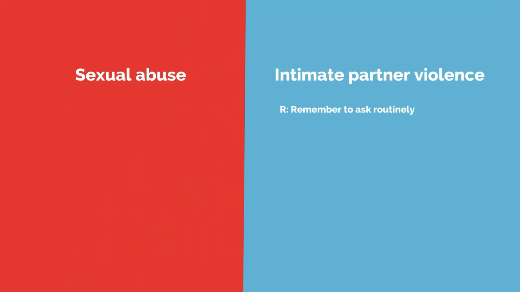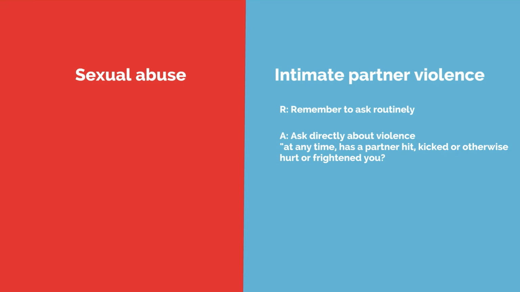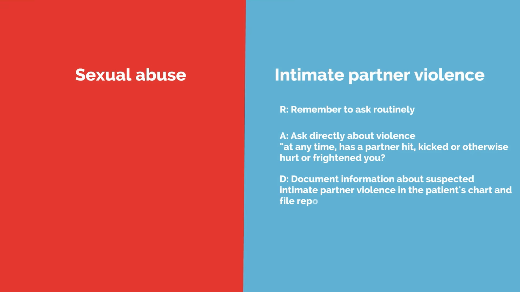R. Remember to ask routinely about intimate partner violence. A. Ask directly about violence with questions such as, at any time has a partner hit, kicked, or otherwise hurt or frightened you? D. Document information about suspected intimate partner violence in the patient's chart and file reports when required by law. A. Assess your patient's safety.